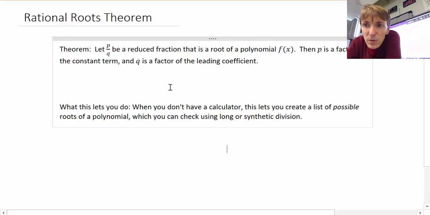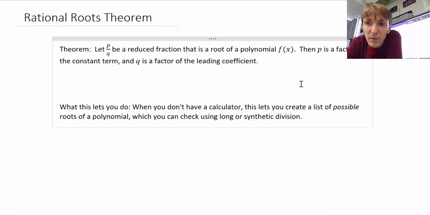Okay. And as I was saying earlier, what this lets you do is create a list of possible roots. They don't have to be roots, but if there is a rational root, it has to be in that list. So there's at least a decent chance that out of all of these possible roots that you get from the theorem, at least one of them will actually be a root.